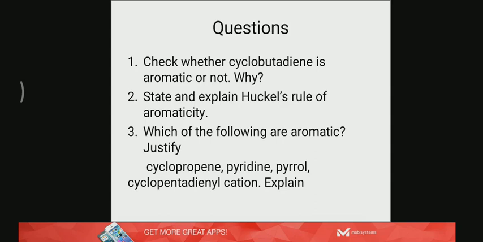With this, we wind up this module, that is aromatic hydrocarbons. We have one more module left, a very short module, that is alkaloids and terpenoids, something about natural compounds, which is also an important part of organic chemistry.